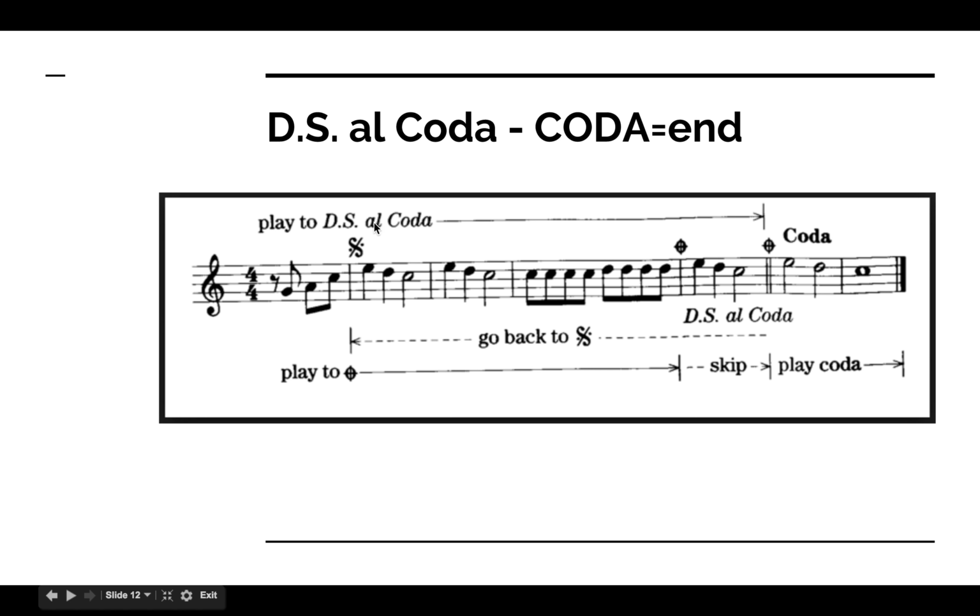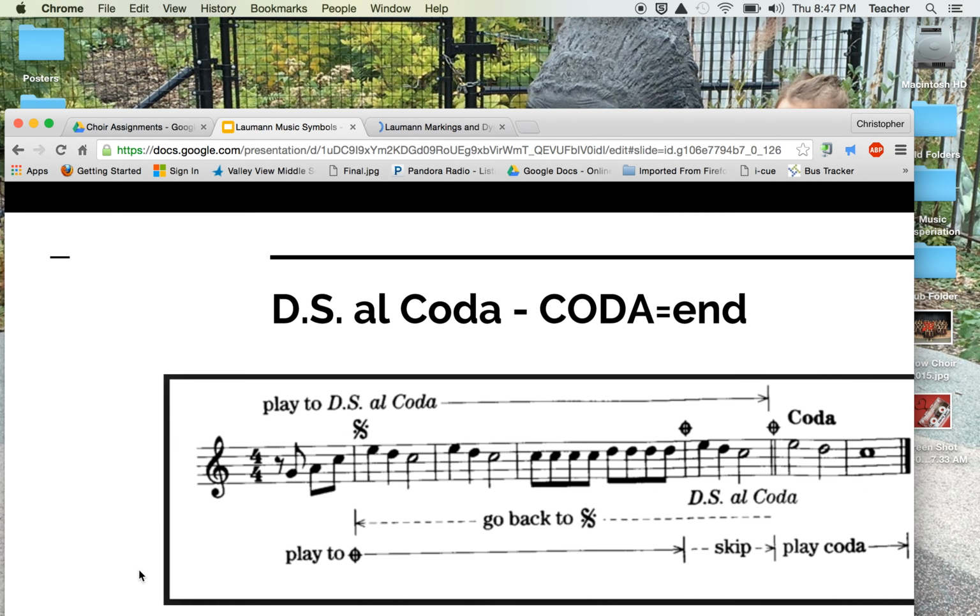DS al coda, the S means sign, or del segno in Italian. So this is the sign or the symbol. So again, if you follow the directions that this picture is laid out for you, you're going to play all the way through to the coda. You're going to play to the double bar. You're going to go back to the sign, not the beginning, and you're going to play through until you get to the bullseye or the target, and then you skip to the end and you play those last two measures. So those are going to be our symbols.